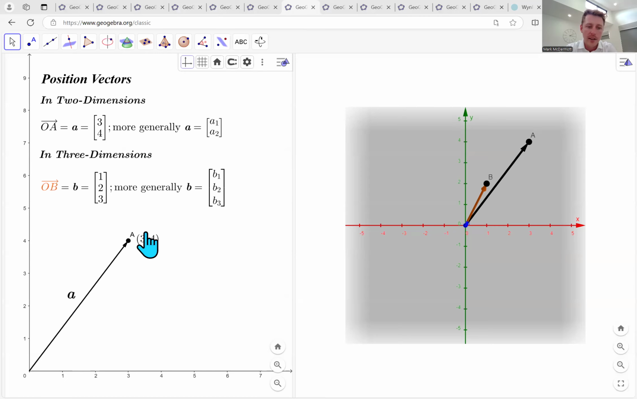So if we have the point A here at 3, 4, x coordinate of 3, y coordinate of 4, and then we draw a vector from the origin to that point, we would call that a position vector. We've moved across 3 and up 4, so as a column vector, it would be (3, 4). More generally, if you had any point in 2-dimensional space with an x coordinate of A1 and a y coordinate of A2, then the vector A equals (A1, A2).